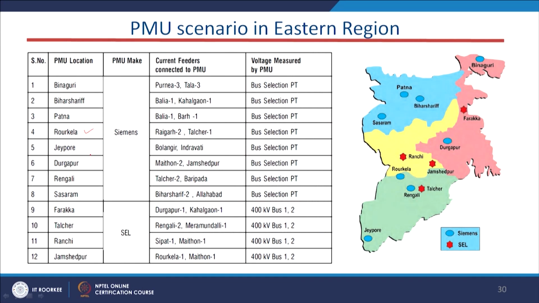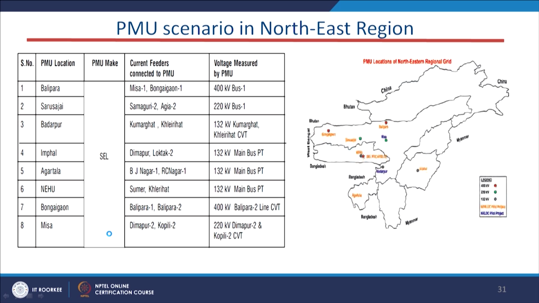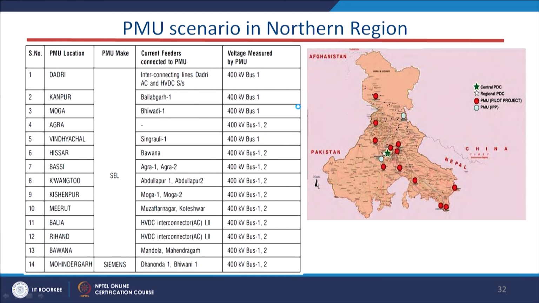If you see the PMU scenario in the eastern region, these are some of the data we have collected: Rourkela, Jaipur, Raigad 2, the current feeder connected to PMU, Talcher 1, Durgapur, Rangali, Ranchi and Jamshedpur. So, these are the places in the eastern region where we have PMU connections. Similarly, we have PMU connections in the northeast region, and this is the northern region part, with Dadri, Kanpur and Agra.